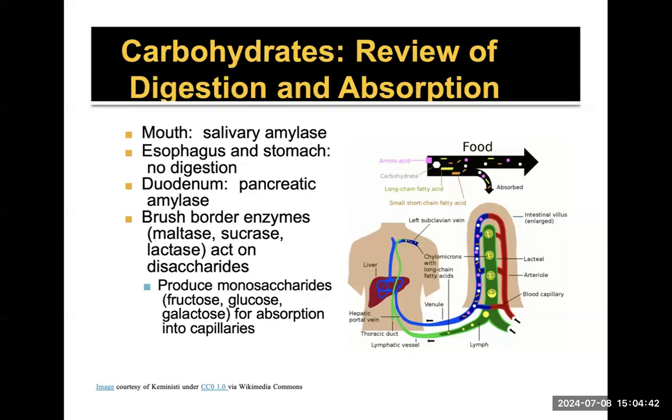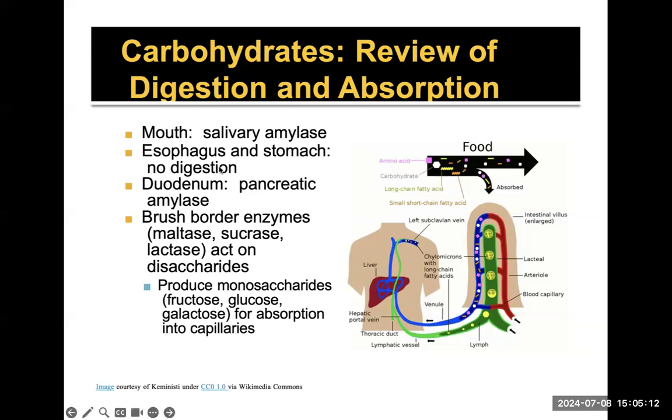So carbohydrates, again, as a review, you can start the breakdown of carbohydrates, but carbohydrates alone, in the mouth because you have the presence of salivary amylase. So if you guys are noting, amylase itself is an enzyme that breaks down carbohydrates. The difference between salivary amylase and pancreatic amylase is literally just where it comes from. Salivary amylase comes from the salivary glands. Pancreatic amylase comes from the pancreas. They both do the same thing, which is break down carbs.